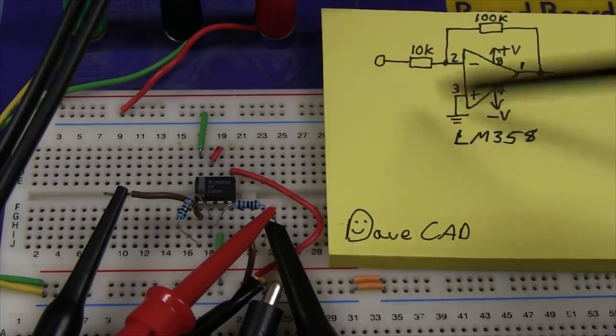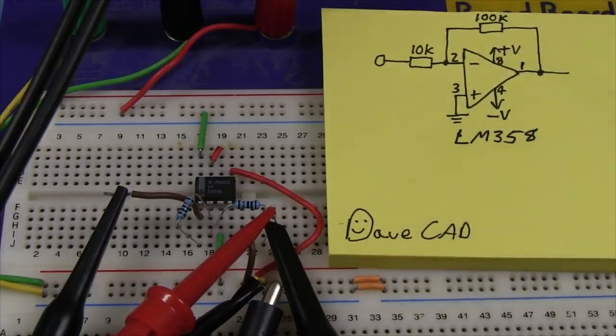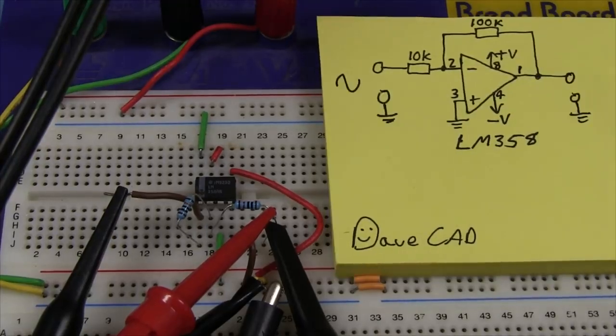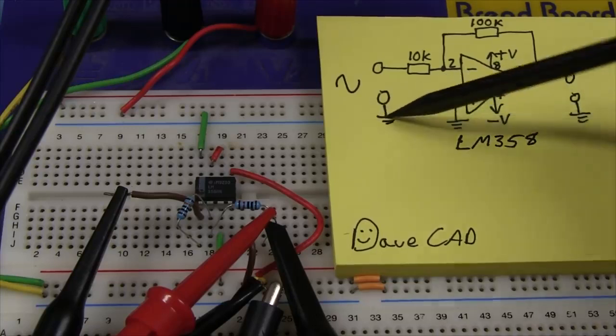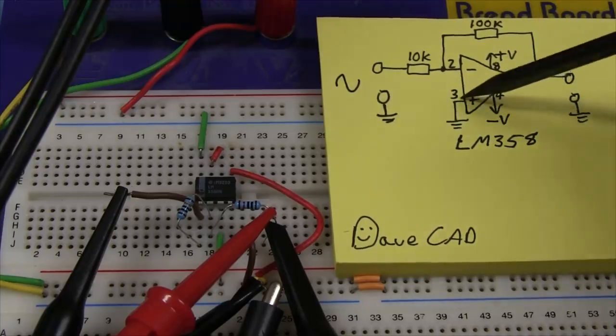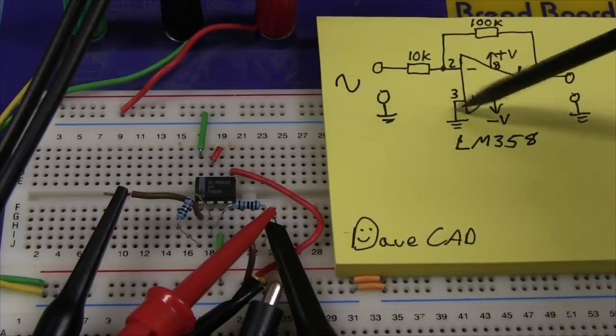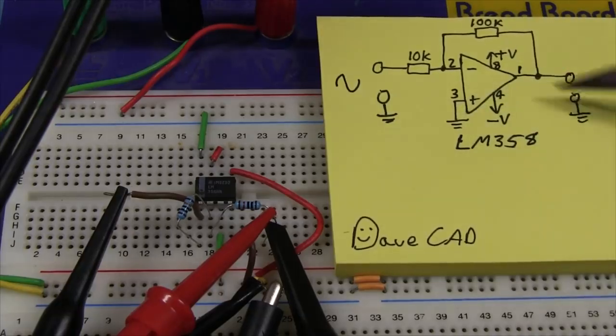So our ground reference, our input signal, is referenced to ground. I should actually draw that on there. There we go, that's clearer. So our input is referenced to ground, and our non-inverting input here is referenced to ground, and our output is referenced to ground also.